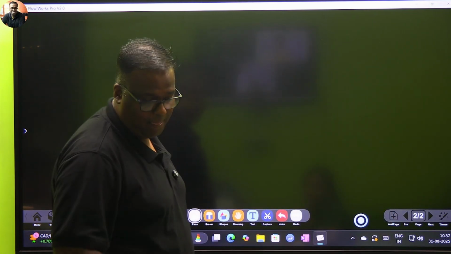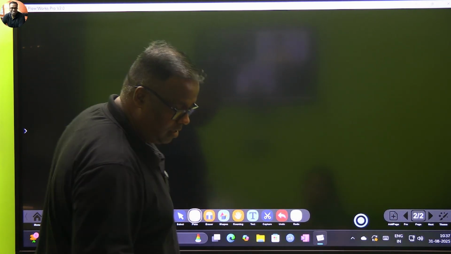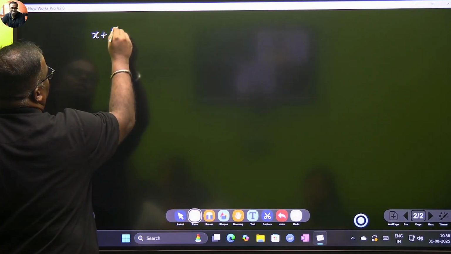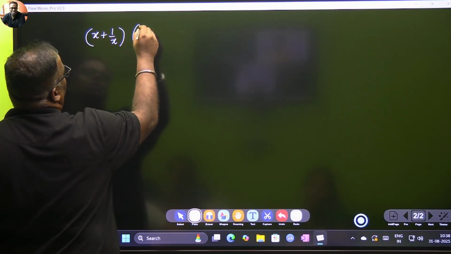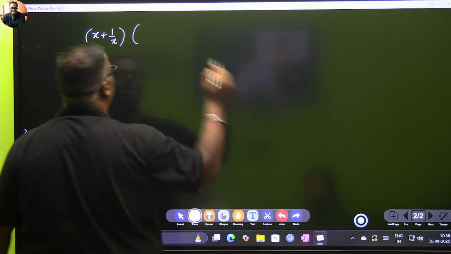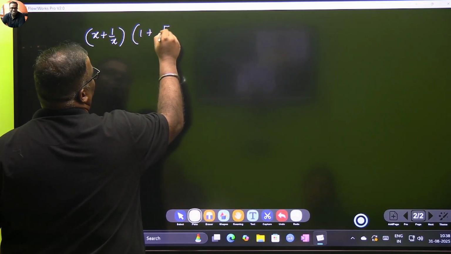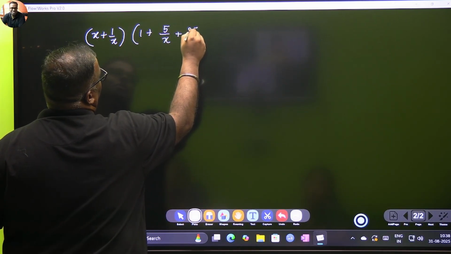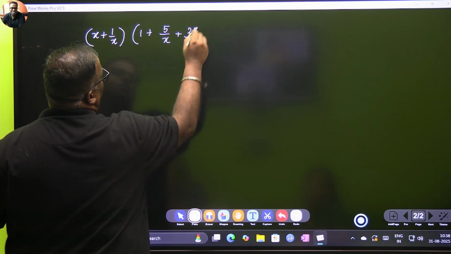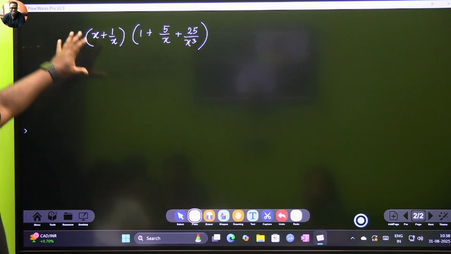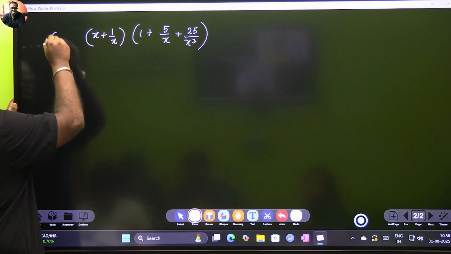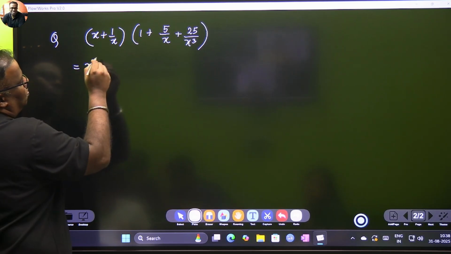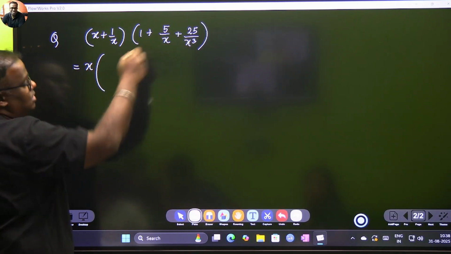Tell me. The product of x plus 1 by x and 1 plus 5 by x plus 25 by x cube. You have to find this product. It's a typical binomial being multiplied with a trinomial, right? So how should we do it? We take out one of the players from here and raid this bracket.